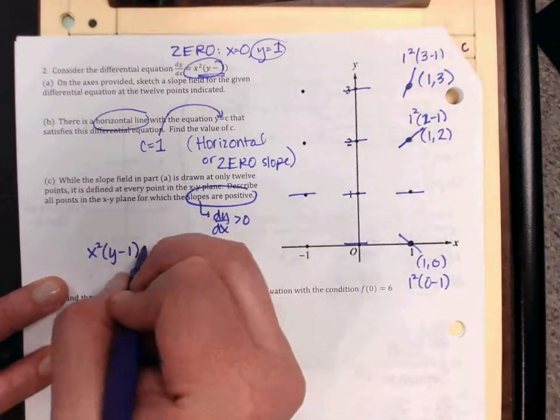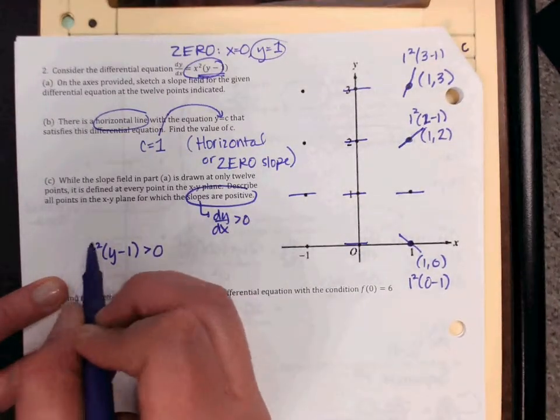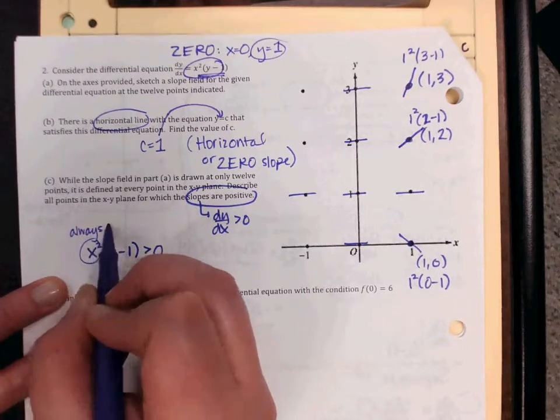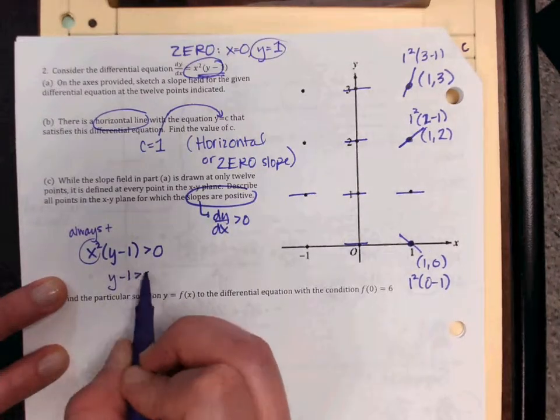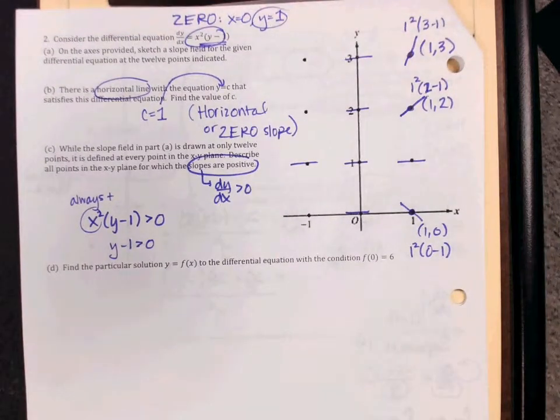That needs to be greater than 0. Well, then really it doesn't matter what x is. If I square x, that's always going to be positive, which means that really I only care about when y minus 1 is greater than 0. Because remember, if x squared is always positive, that's not going to make a difference overall in my slope.